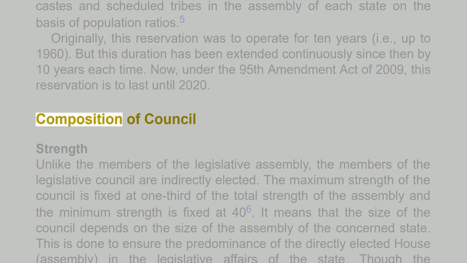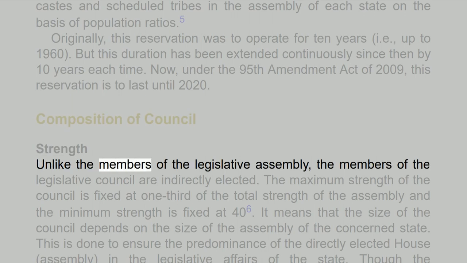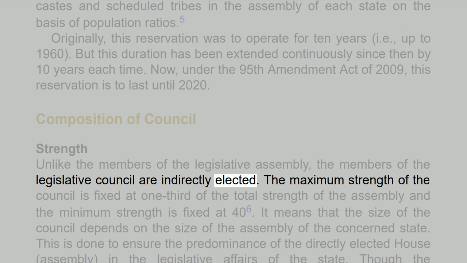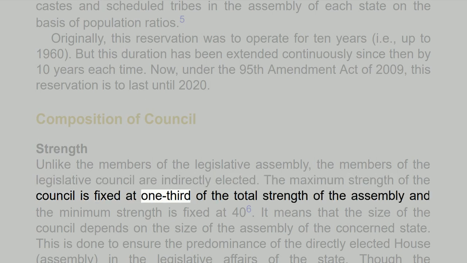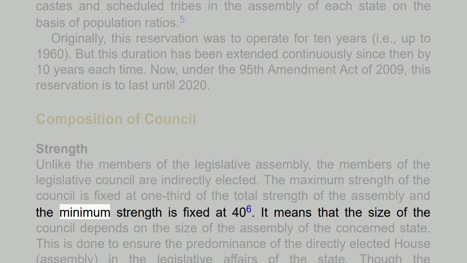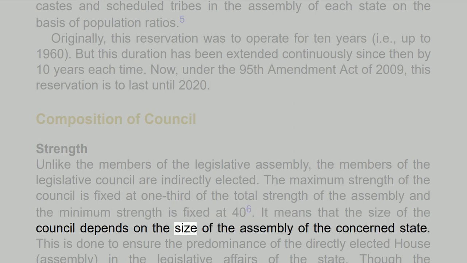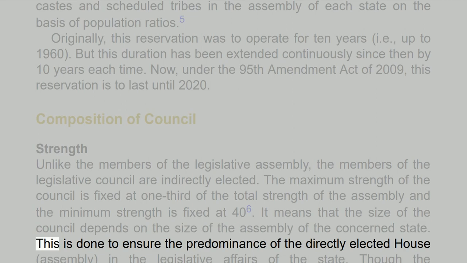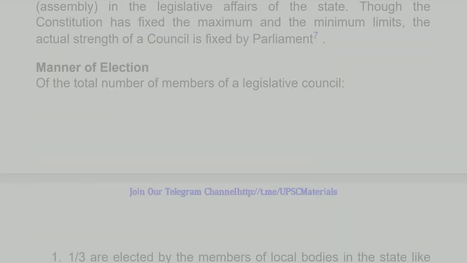Composition of Council. Strength. Unlike the members of the Legislative Assembly, the members of the Legislative Council are indirectly elected. The maximum strength of the council is fixed at 1/3 of the total strength of the assembly and the minimum strength is fixed at 40. It means that the size of the council depends on the size of the assembly of the concerned state. This is done to ensure the predominance of the directly elected house, the assembly, in the legislative affairs of the state.